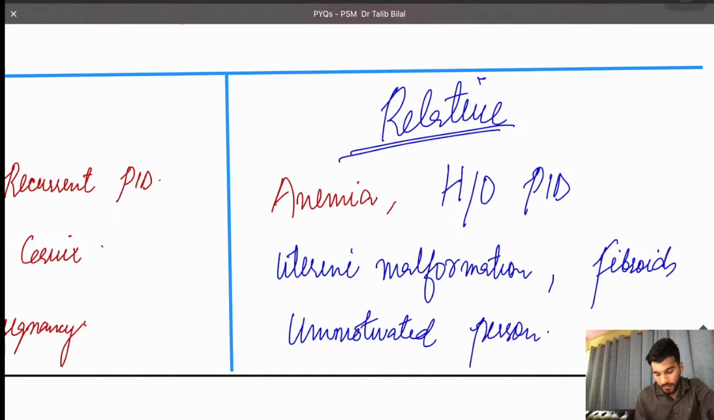Why is anemia a relative contraindication? Because the side effect of these IUCDs is menorrhagia. What is menorrhagia? When the bleeding exceeds more than 80 ml. Now, if the patient is already anemic, already having less hemoglobin, and you are giving an IUCD, what is the most common side effect? Menorrhagia, pain, perforation, ectopic pregnancy. These are all the side effects of IUCD.